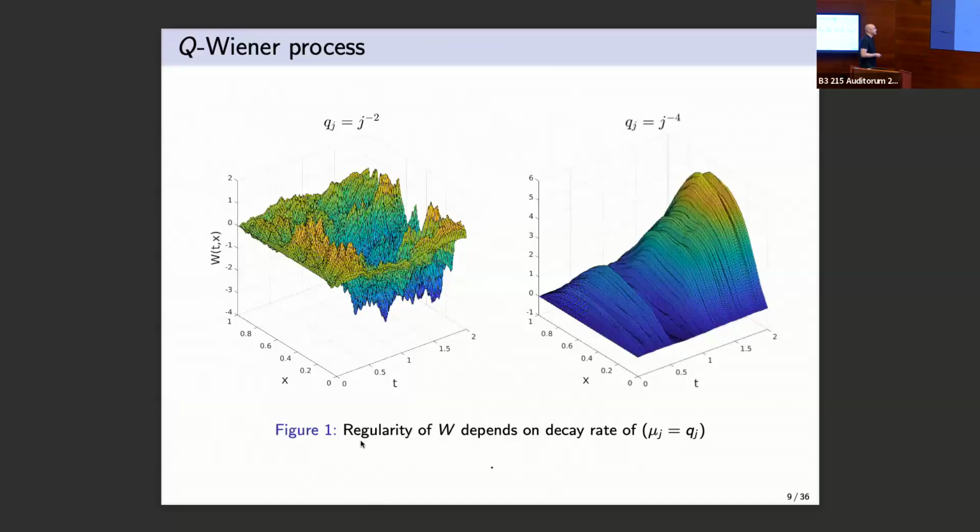Right, so just to illustrate how the Q-Wiener process looks for different kinds of covariance operators. If your mu_j decays with the rate mu_j equal to j to the -2, this is a trace class operator because you know that this sequence is summable, but you see that it's a fairly noisy random process if you want. Whereas if the decay rate is faster, then it's more regular. So this is just what this figure tries to illustrate.